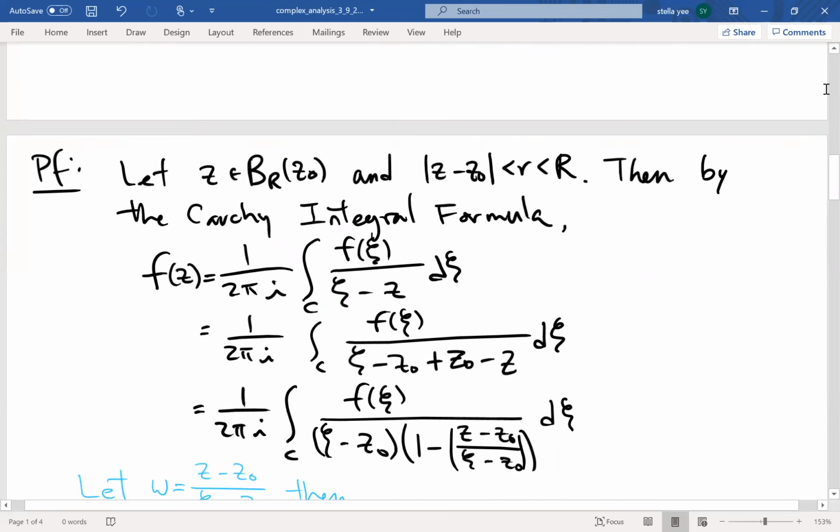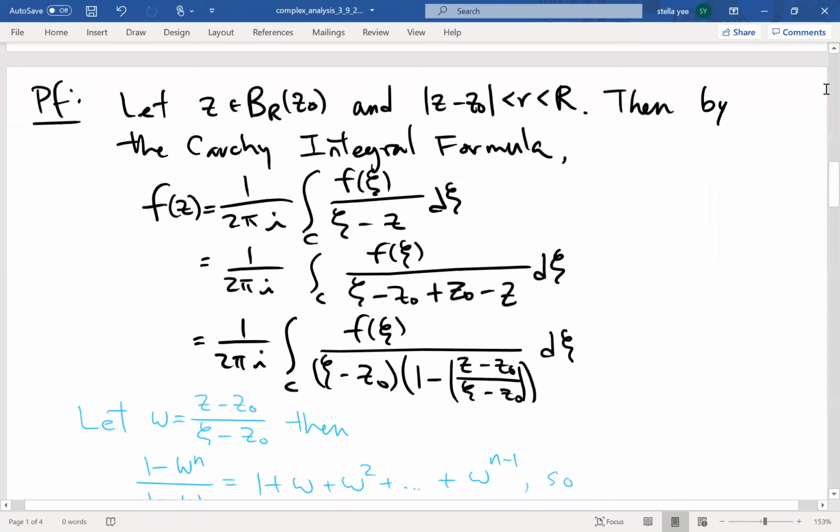All right, so we pick any z inside of the ball. I want to pick this little r that's less than the big R. This R is the radius of the domain. z minus z naught is the distance from z to the center of the ball. And I want to pick the little r so that it's between those two numbers. Okay, that's the radius where we're going to integrate counterclockwise.